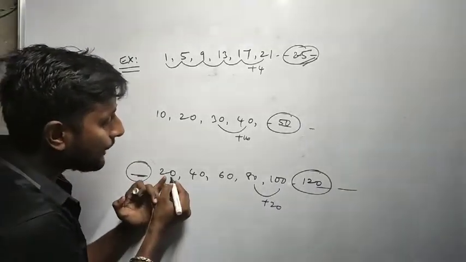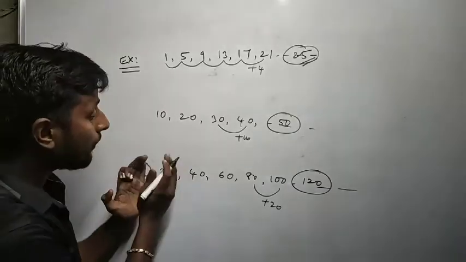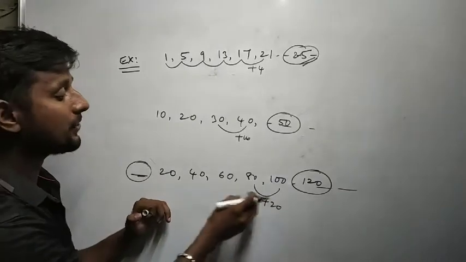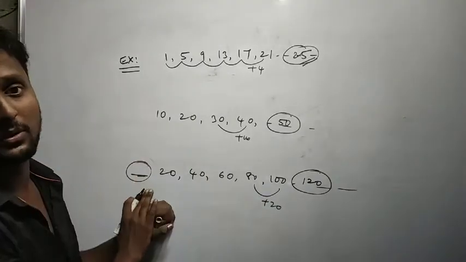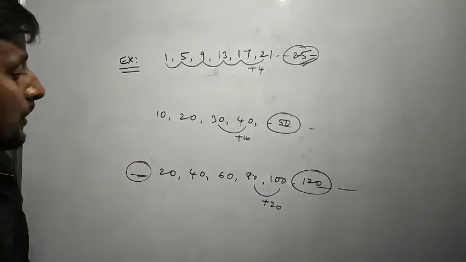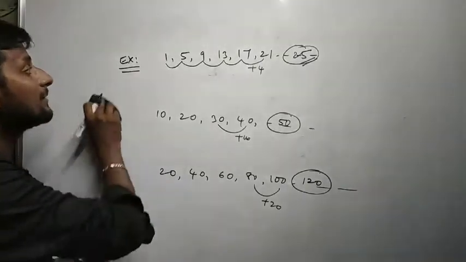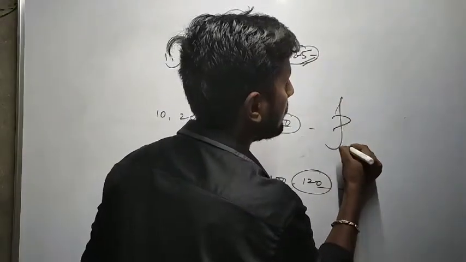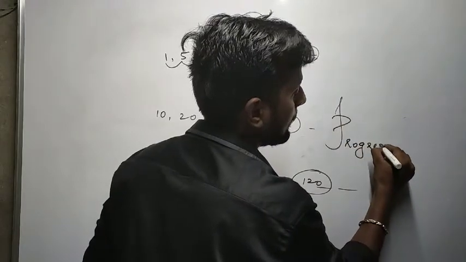Because by adding 20 we got 40, but from where did we get 20? We have no idea. So this condition doesn't work out except for the first term. Whatever examples you see like these come in the chapter progressions.